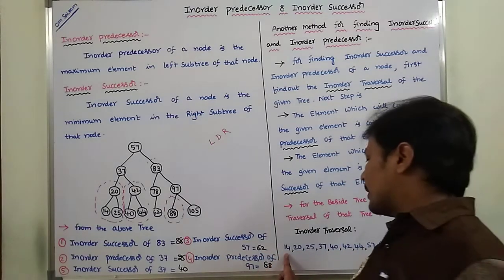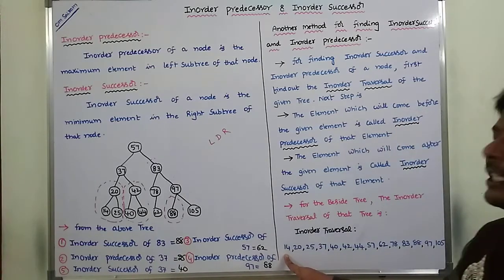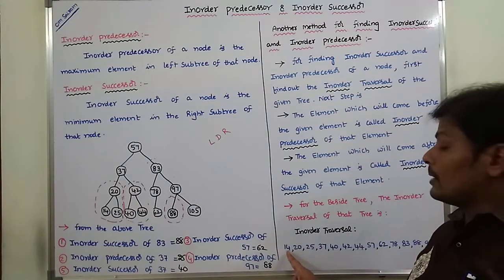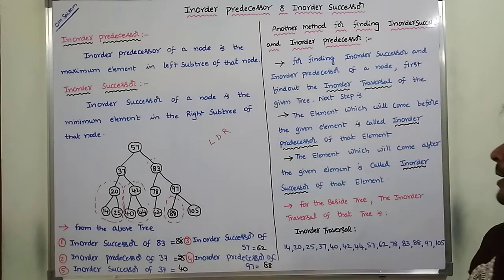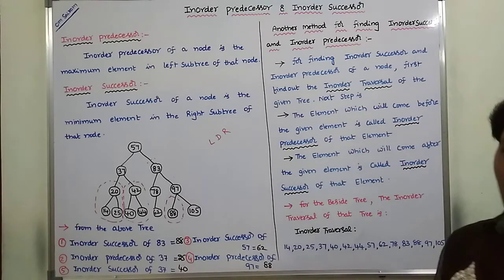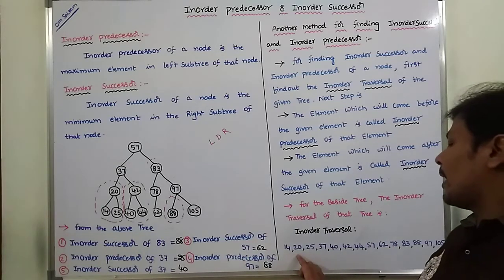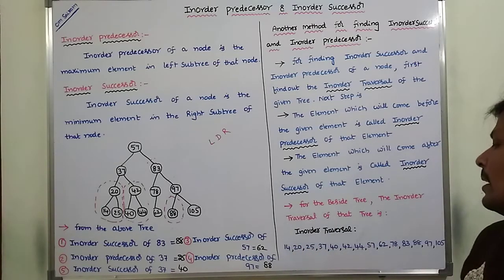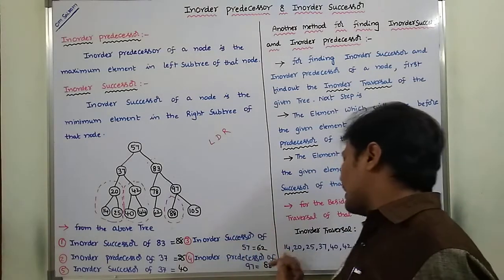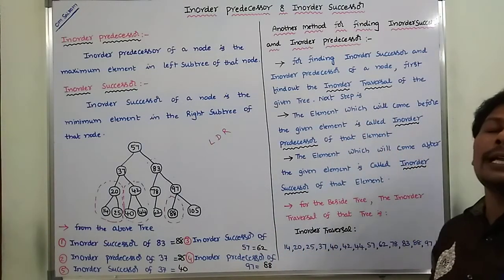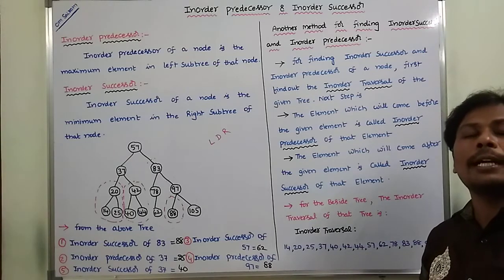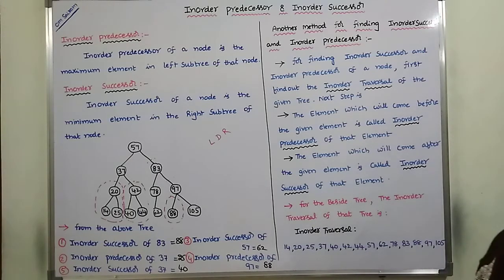Next, 14. Inorder predecessor of 14, that is one step backward, there is no element, so that is null. Inorder successor of 14 is one step forward, that is 20. In this way, we calculate the inorder successor and predecessor by constructing the inorder traversal.